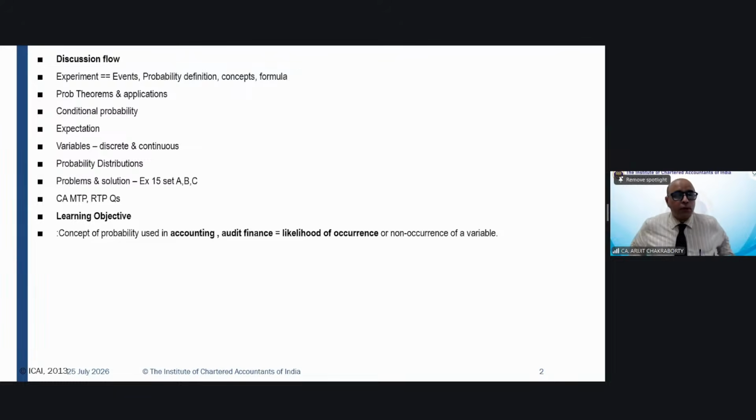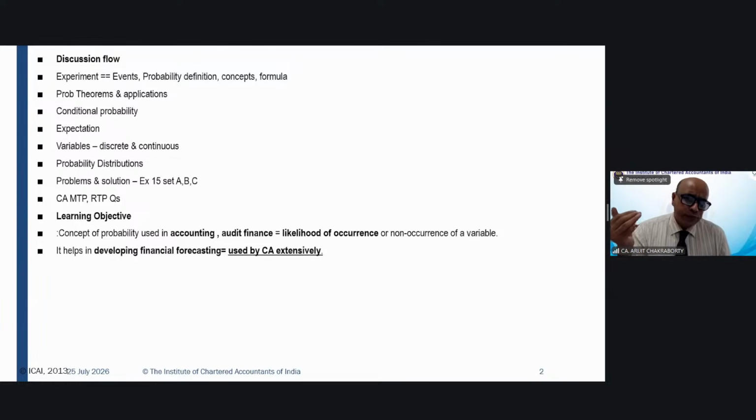Similarly, when we talk about likelihood of occurrence, it has a lot of applications in auditing, in finance, in risk management. Plus, based on your understanding of probability, even financial forecasting, which is very extensively handled by chartered accountants, you will be able to have a detailed knowledge of that as well, deep inside.